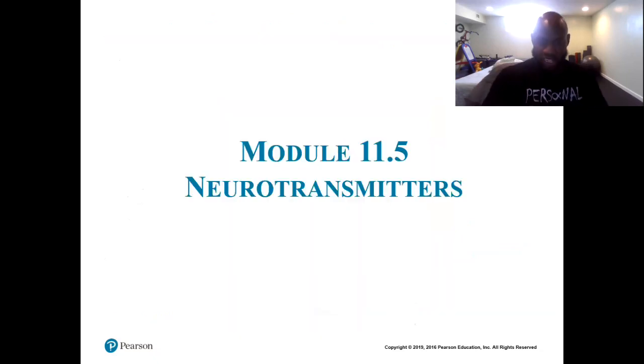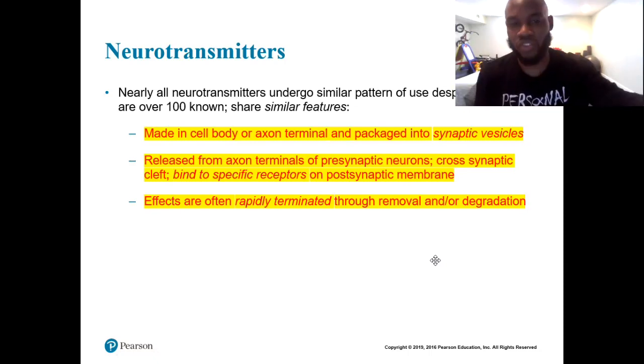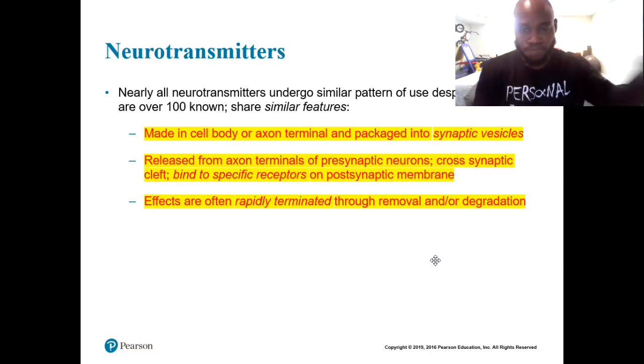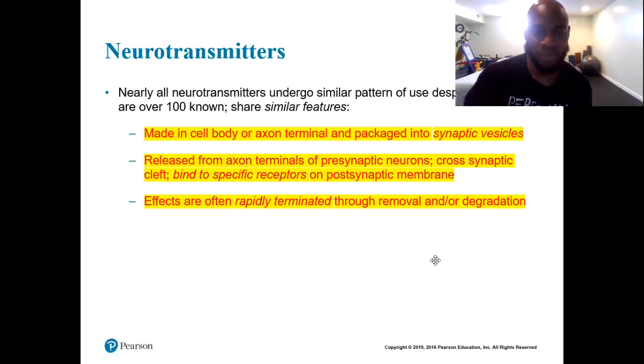All right, some different neurotransmitters. Let's talk about those. Nearly all neurotransmitters undergo a similar pattern of use, despite there being over 100. They're made in the cell body or the axon terminal, packaged into synaptic vesicles, released from the axon terminals of presynaptic neurons. They cross that synaptic cleft and bind to specific receptors. Effects are often rapidly terminated through removal or degradation.